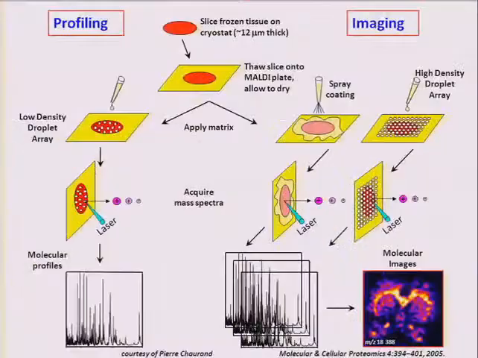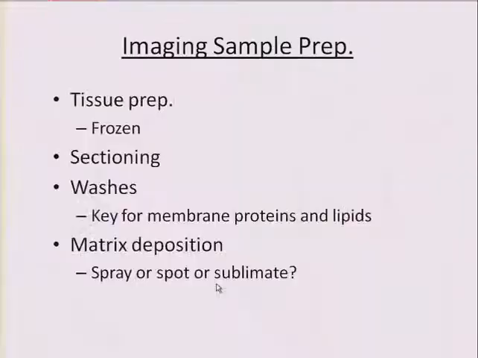So I don't want to spend too much time on the methodology other than to say we're using frozen tissues. In most cases, except for the flat mounts of retina, we're doing frozen sectioning. We apply the matrix either by spray coating, high density droplet array with a portrait spotter, or also with sublimation for some of the lipid imaging. And then, of course, ultimately we end up with our MALDI mass spec images. I'm not going to talk today about manual spotting of matrix and just profiling to get protein profiles. That's for a different talk.